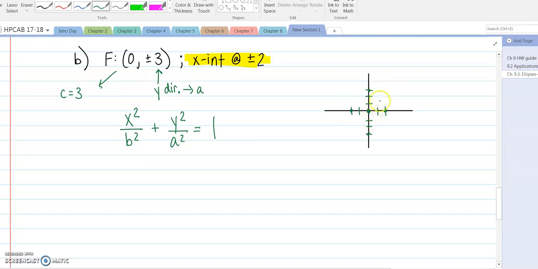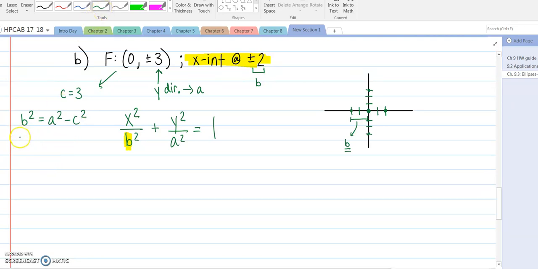Well, if those are x-intercepts, that means those are on the graph, which means what they're really giving us here is the distance from the center to those extra points. And that distance we call b. So this right here is going to be our b value, which means that I know a piece of my equation. I know this piece right here. Not only that, but because I now know b and c, I can use that same super important equation, b squared equals a squared minus c squared, in order to solve for the missing piece, which is a.